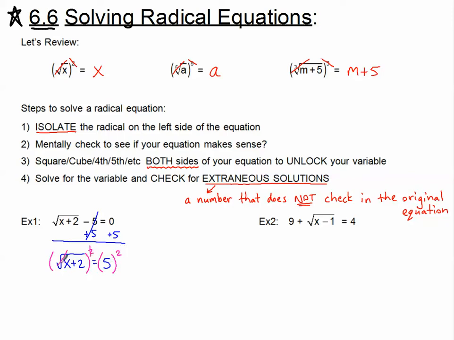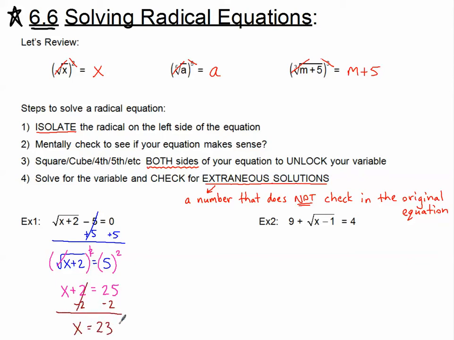Squaring the square root unlocks this x plus 2, and we just get x plus 2. Squaring a 5, of course, we get 25. That's a pretty simple equation to solve. In fact, all we have to do is subtract 2 from both sides, and we'll have our answer. x is equal to 23.